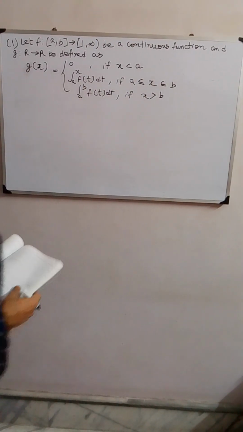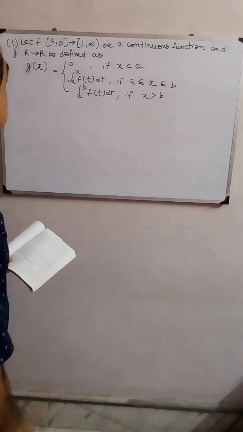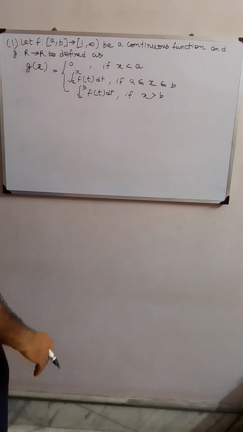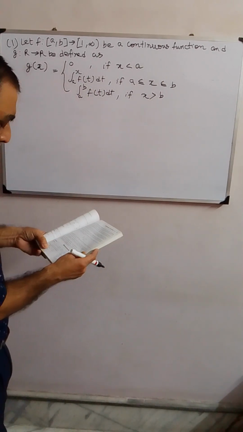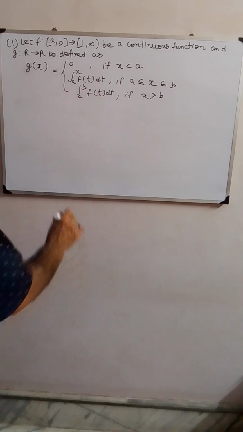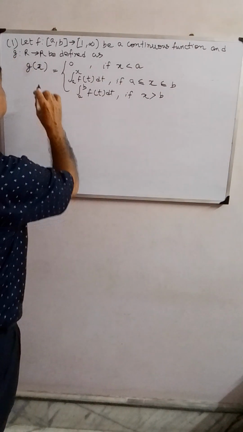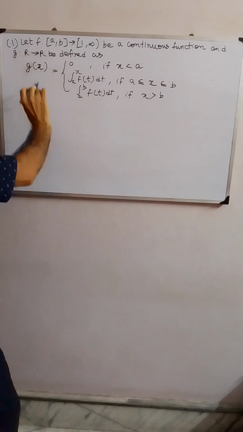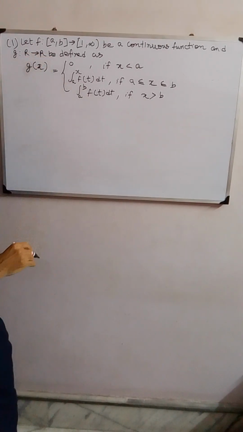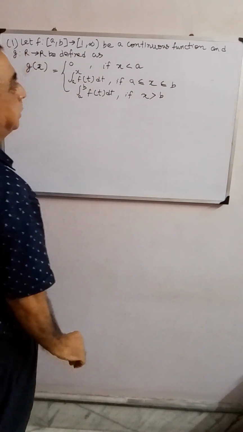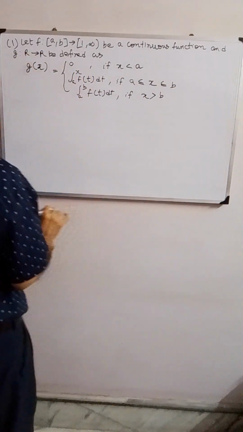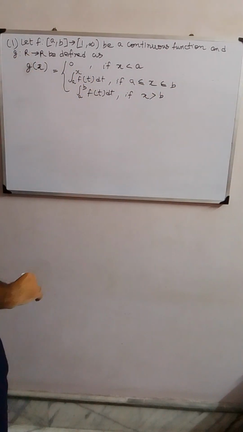Okay, children, today we are discussing the first problem of JEE Advanced Paper 1, first question. This question is saying that there are two functions. First, the function f maps [a, b] to [1, infinity). This is the continuous function given, and g is another function which maps R to R.